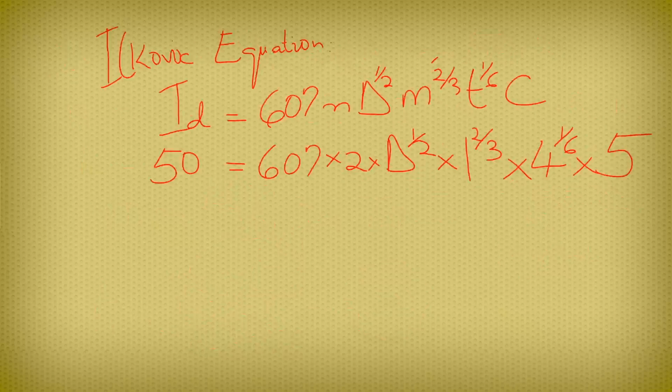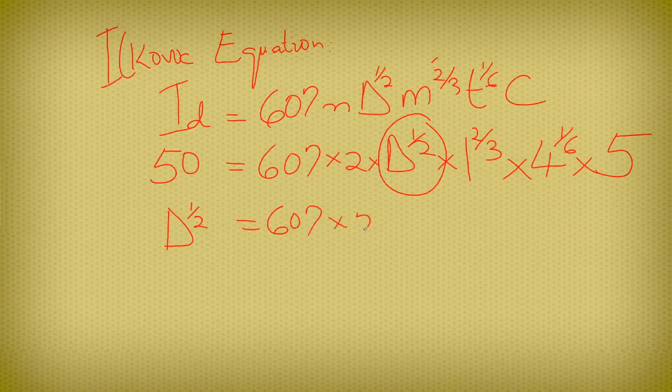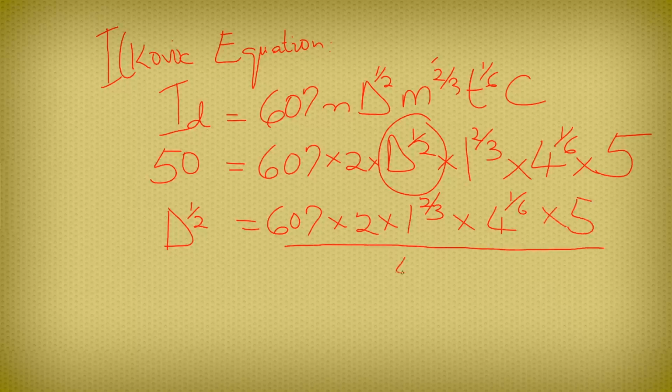Very interesting. Now, what are we looking for? The unknown is D half. Okay? Since we want to make D half the subject, it will become 607 times 2 times 1 to the power 2 over 3 times 4 to the power 1 over 6 times 5, all over 50. So that is what we'll have if we're now going to get what D half is.